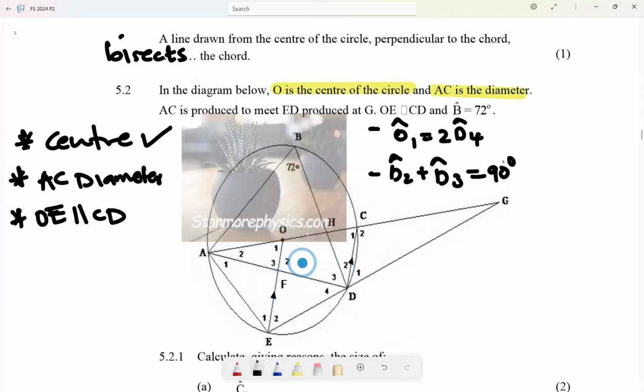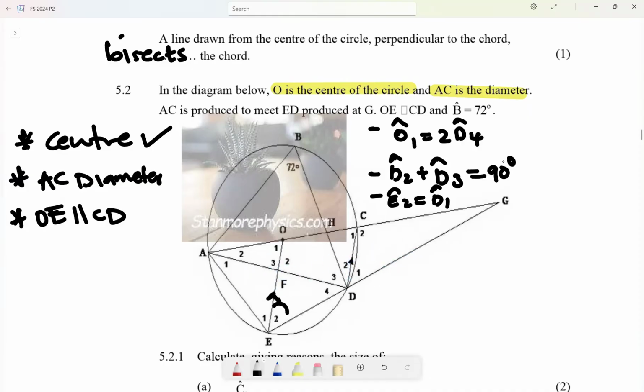I'm done with the diameter. I know about the diameter only has one thing. Then I'm told OE is parallel to CD. If these two lines are parallel to one another, what property can I use? Corresponding angles. If I extend this line like that, can you see? Now I have angle E2 being equal to this angle being equal to angle D1. Okay, yes.